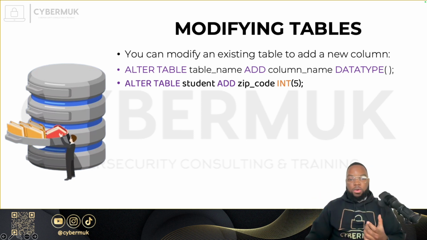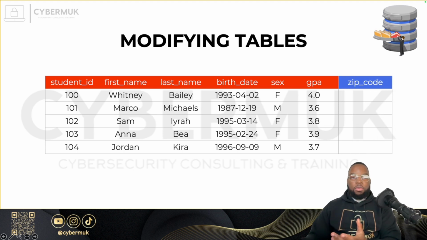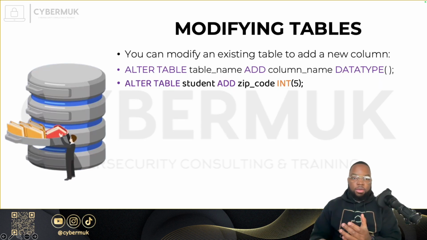So what does a zip code have? It can take 5 characters. So int 5, you're setting it to 5 characters maximum. So what does it do? First, you have your table like that, and then eventually you will add the zip code column. So this is what it will look like before and after. So that's what your table will look like. So you're modifying the table.